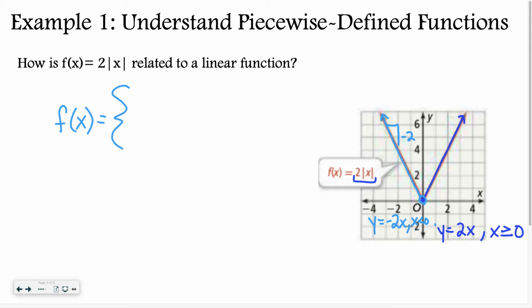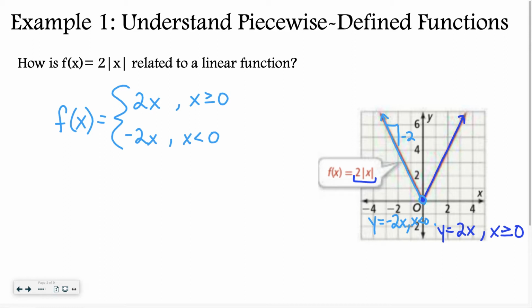Now, you're going to write both of those things. You're going to say 2x. You don't have to put a y equals anymore because you already have an f of x equals. So you're going to say f of x equals squiggly bracket 2x, comma, it's 2x when x is greater than or equal to 0, and then it's a negative 2x for the line when x is less than 0. And that's how you would write this function as a piecewise function.